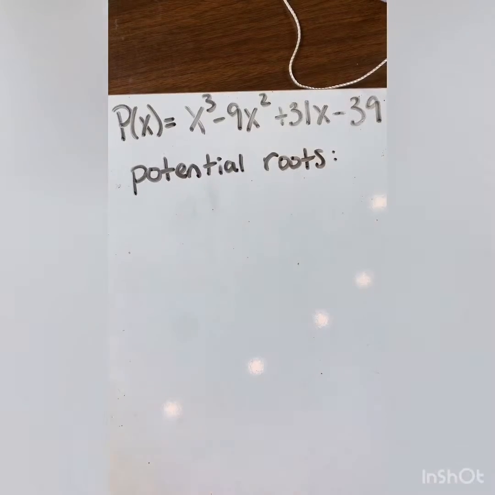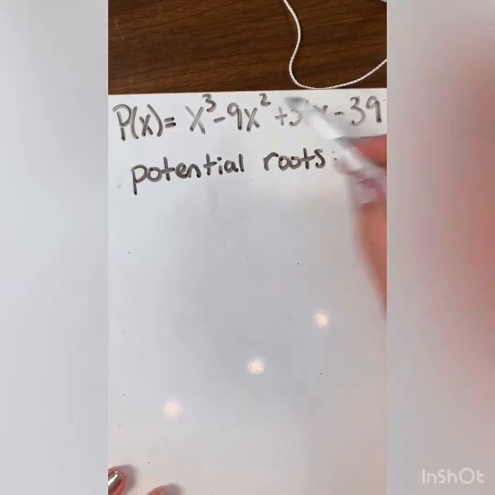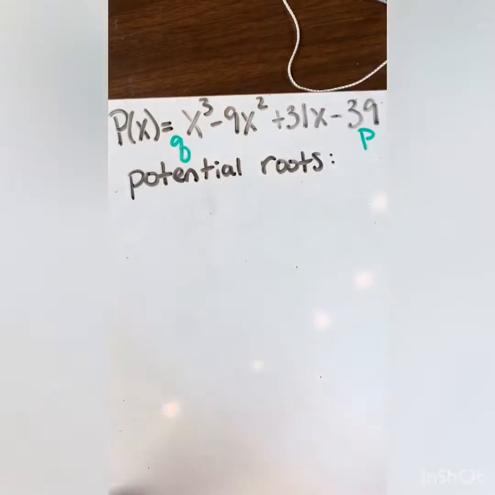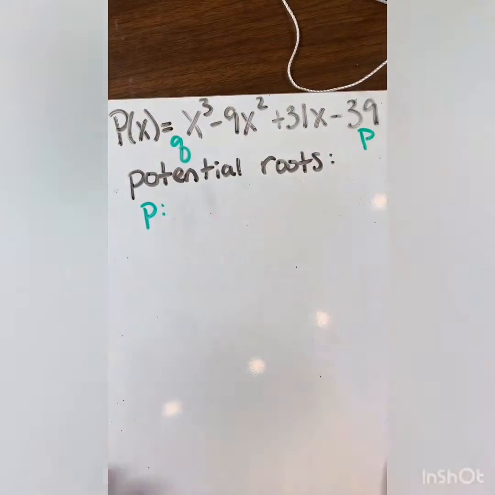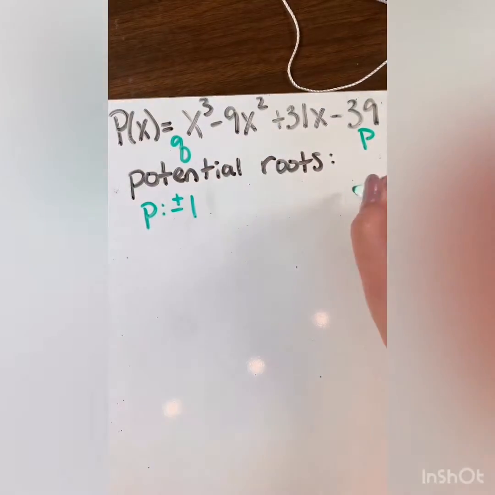And that's the list of all numbers made up of the factors of your constant divided by the factors of your first coefficient. This is P and this is Q. Except P is really a list of factors, not just that one number. So first I need to factor each of these. 39, of course we've got 1 and 39.